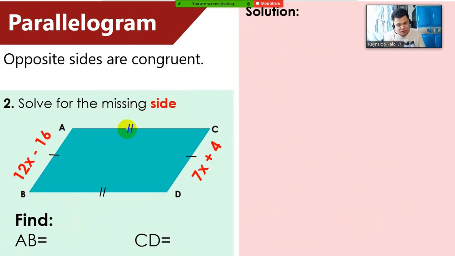So I will be leaving this example to you for you to solve. Just take a screenshot of it so that you can practice. It's the same as number 1. Okay, now let's have the other properties.